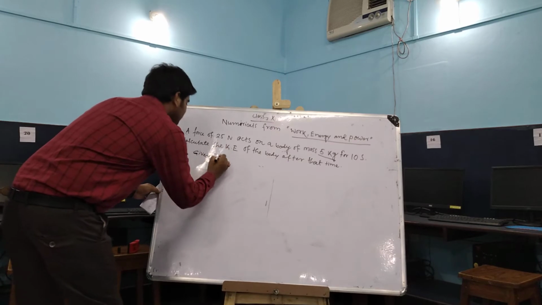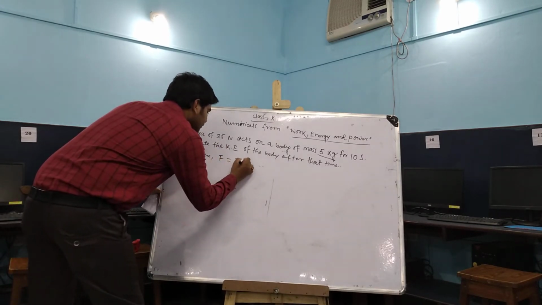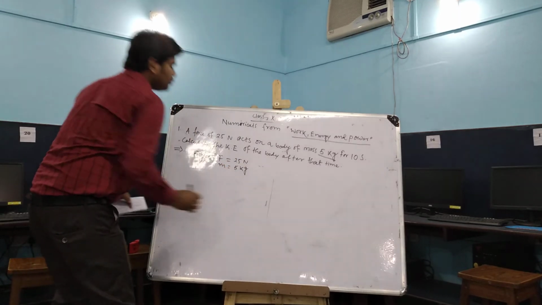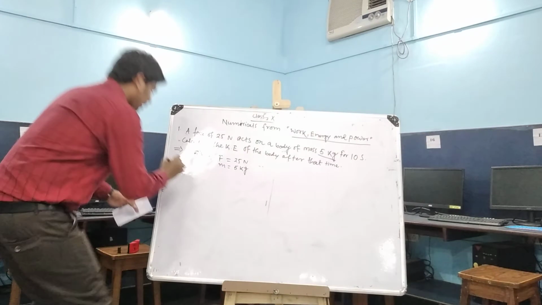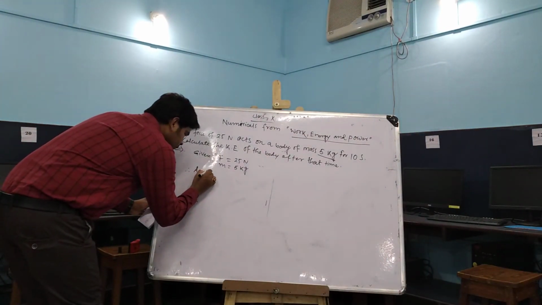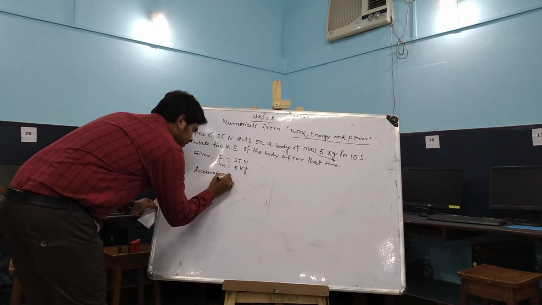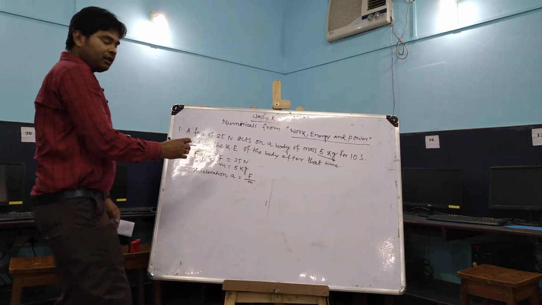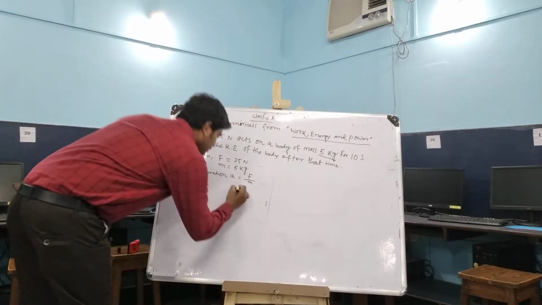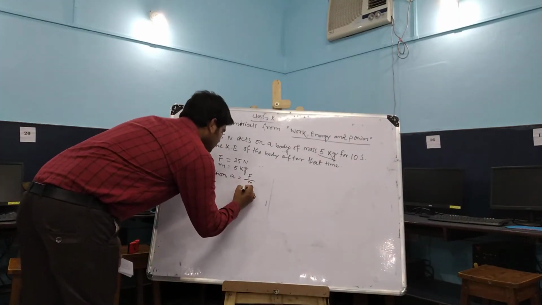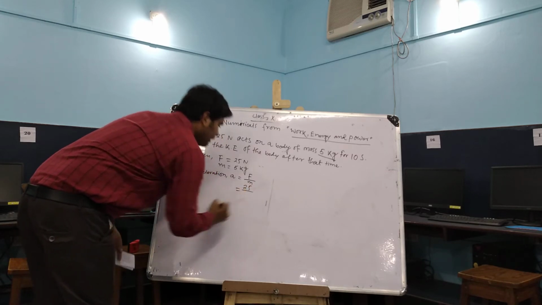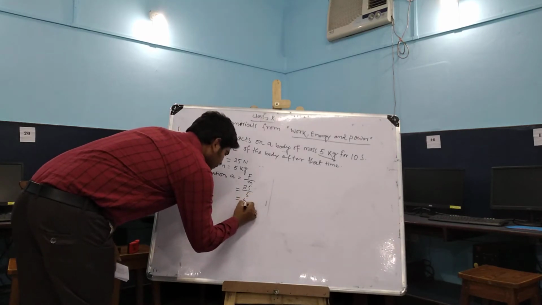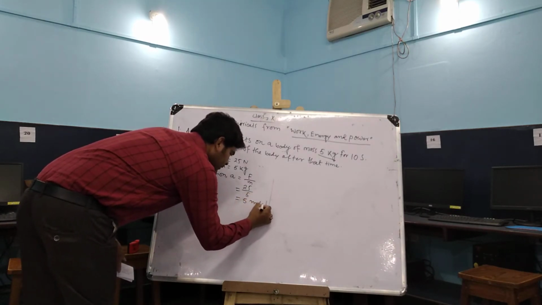The given things are force F equal to 25 Newton and mass m equal to 5 kg. From this we can calculate the acceleration. Acceleration a is equal to force divided by mass, since F is equal to m into a. Put the values: the value of F is 25 and the value of m is 5. We will get 5 meter per square second.